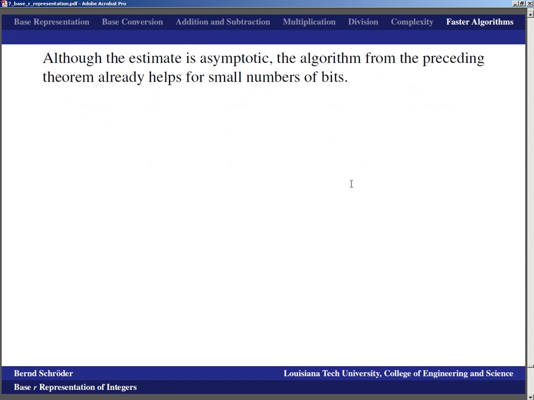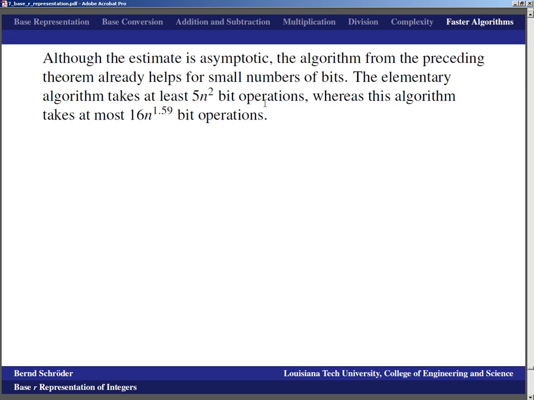Okay, so even though this estimate is asymptotic, let's do a quick estimate to see that the algorithm from this preceding theorem already helps for a small number of bits. The elementary algorithm takes at least 5 n² bit operations, and in fact it takes more than that. We also see that this algorithm takes at most 16 n to the 1.59, which is what log 3 to base 2 is, that many bit operations, and in fact it takes fewer because the induction did also a subtraction, right?